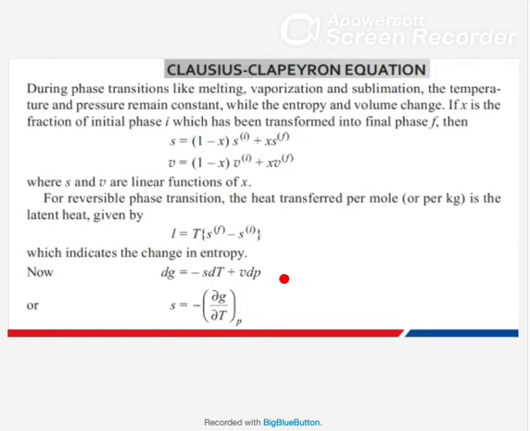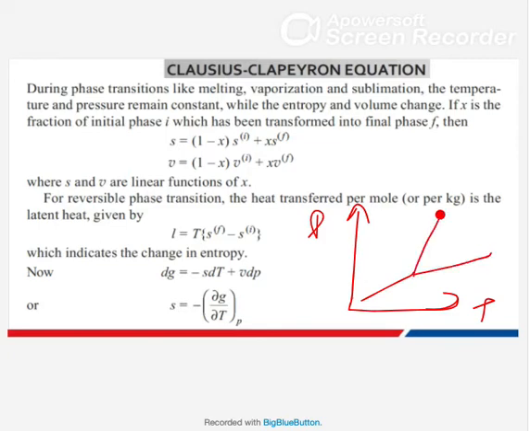Now the last topic is the Clausius-Clapeyron equation. The concept, or the physical understanding of this one, goes back to this plot: the sublimation, vaporization, and fusion curves.